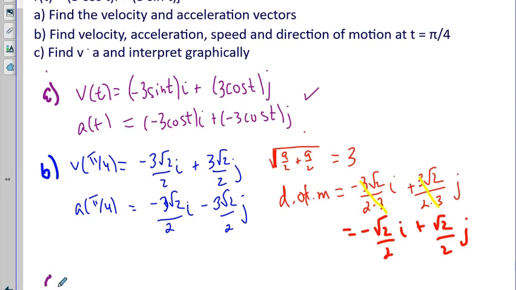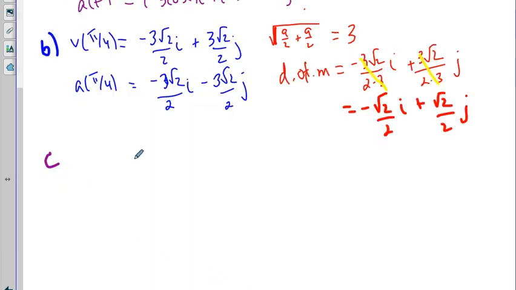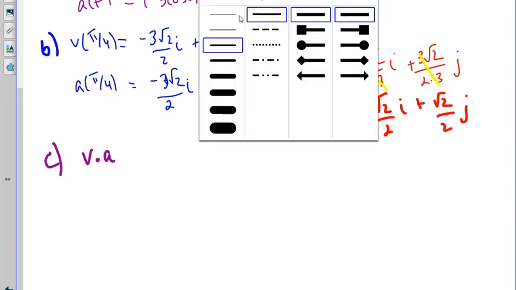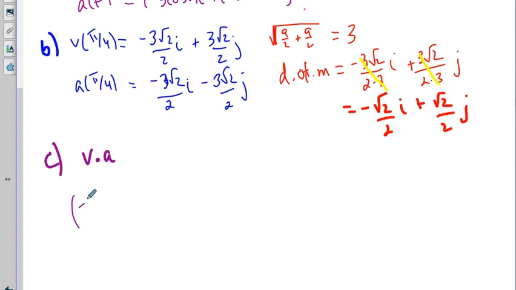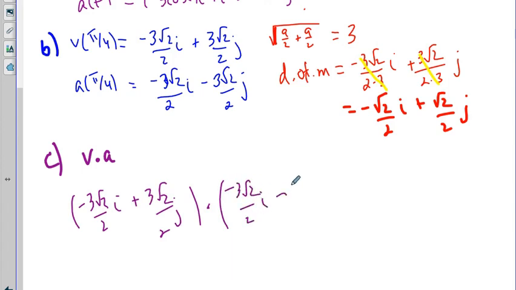Part C says find V dot A and interpret graphically. So V dot A will be, remember when you do the dot product, you multiply the i's and you multiply the j's and you add them together. So I have -3 root 2 over 2 i plus 3 root 2 over 2 j, and I am going to dot that with -3 root 2 over 2 i minus 3 root 2 over 2 j. And the dot product of this will give me 9 over 2 minus 9 over 2, which clearly equals 0.